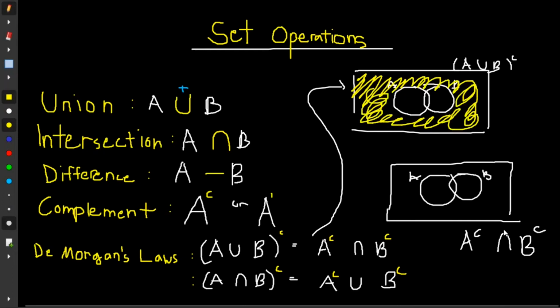Next is this one, A complement intersection B complement. Let's first represent A complement with the blue marker. The A complement part represents the part where A is not included. So it's this part. While the B complement part represents the part where B is not included, so let's take the green marker and shade that part where B is not included.